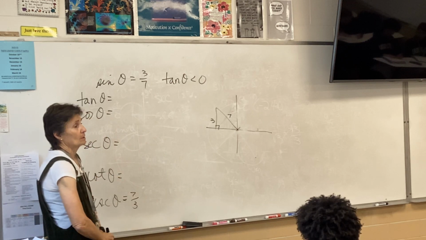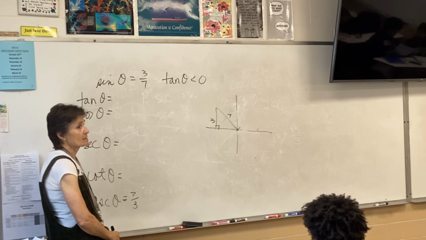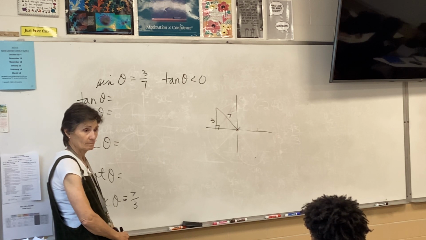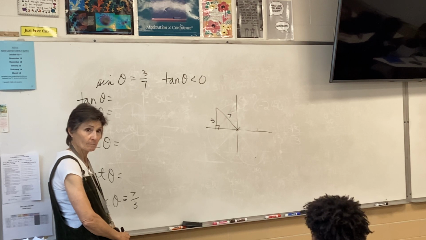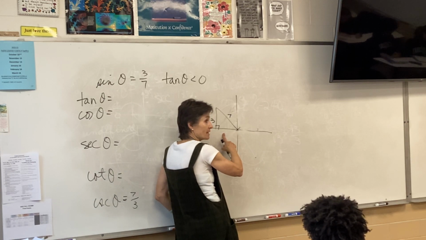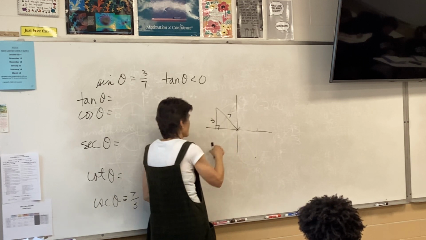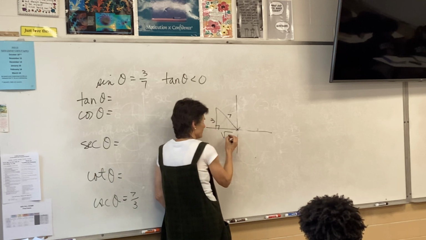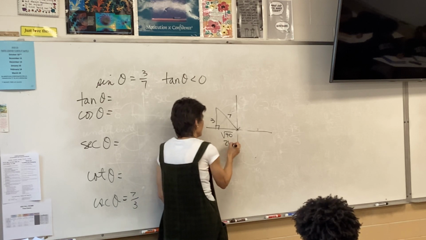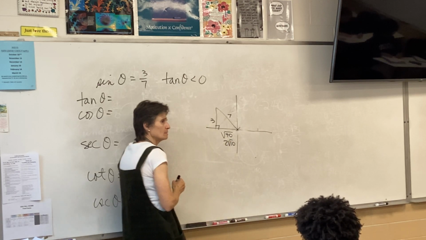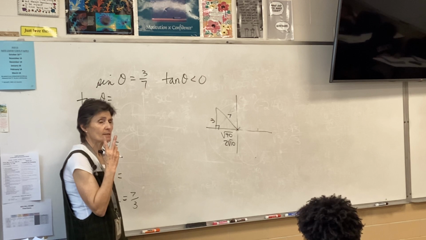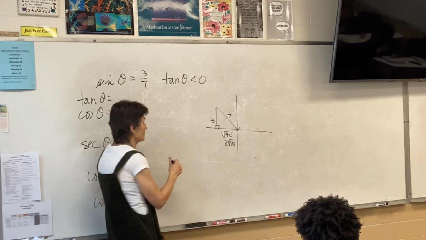Now, what is my next step? You can solve for x. I gotta find x, and to do that, I'll use the Pythagorean theorem. So what's that gonna be? The square root of 40? 2 root 10? Be careful. It's in quadrant 2. So it's negative.